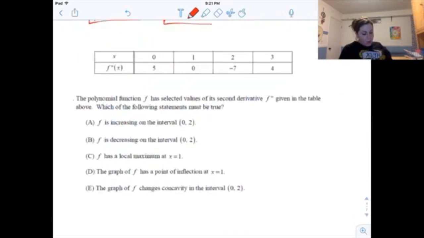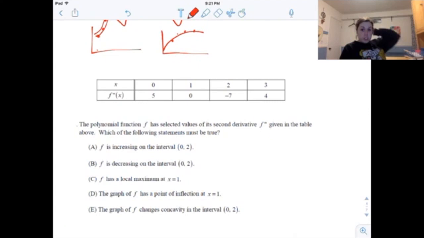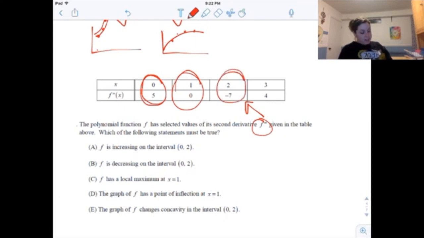All right, next one. This is my chart. A polynomial function has selected values of its second derivative. So this is f double prime given in the table. Which of the following statements must be true? So I know that it's concave up right here. I know that I can't really tell right there. I know that it's concave down here. I know that it's concave up here.